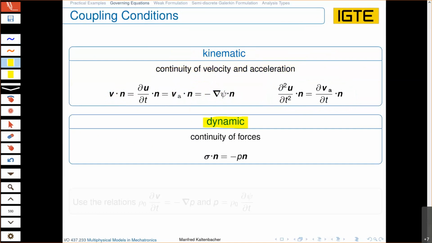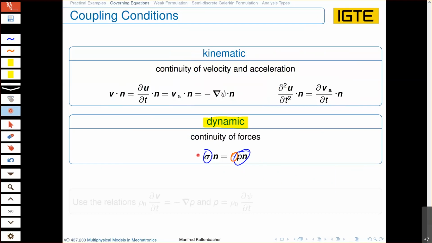Sigma is our stress tensor, for example, the Cauchy stress tensor, a 3x3 matrix. And when you take a dot product with the normal vector, then you get the stresses in normal direction, which is a vector, and that has to meet the acoustic pressure p scaled by the normal vector. And as the pressure is always acting into the body and not out of the body, it's very important that we don't forget to put this minus here. So you see that here we are coming from the acoustic side, here we are coming from the mechanical side.